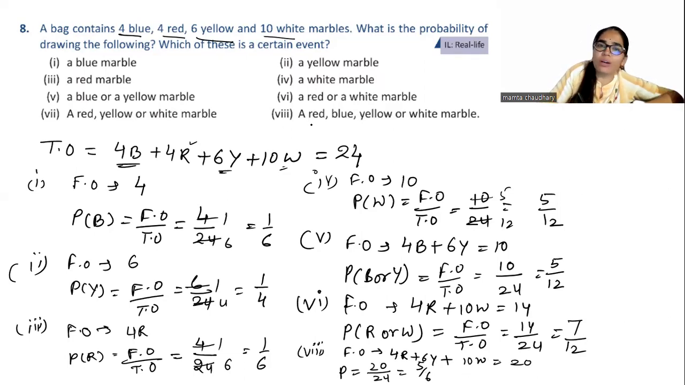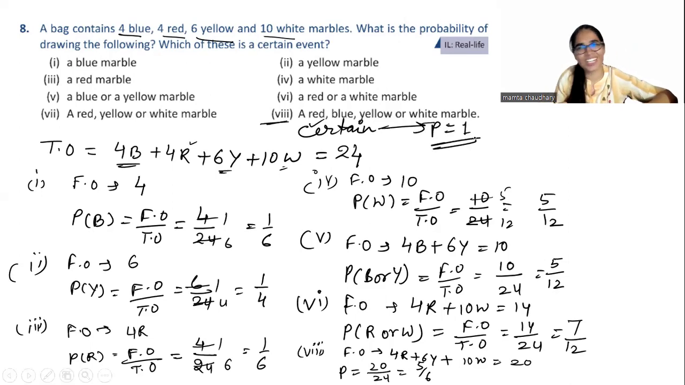Okay. Now a red, blue, yellow, or white marble. There are only these 4 color marbles, right? So this one is certain. This is a certain event. So for a certain event, we have probability as 1, right?